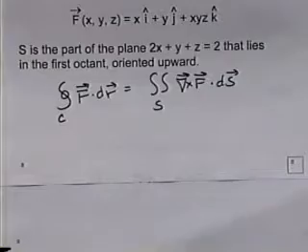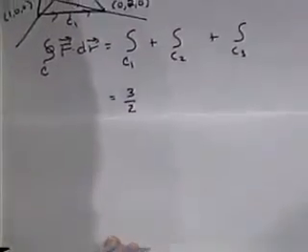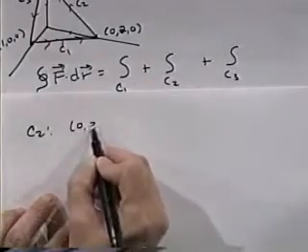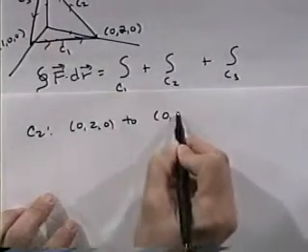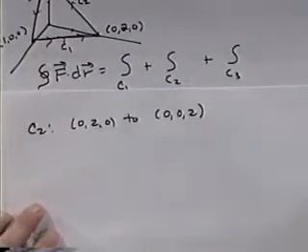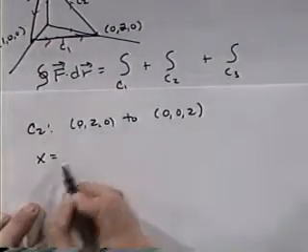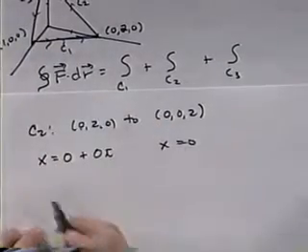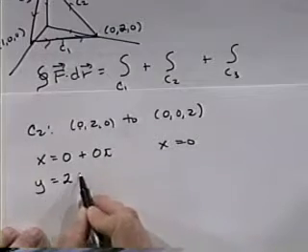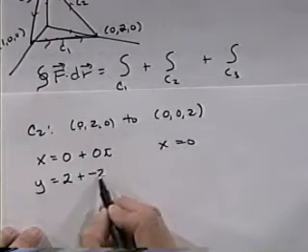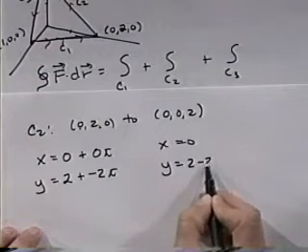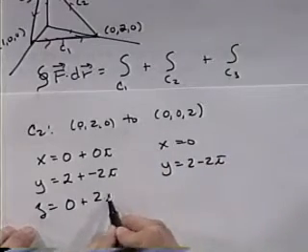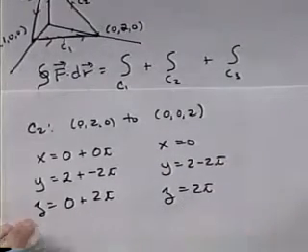C2, here's my picture. C2 is going from 0, 2, 0 to 0, 0, 2. So my x is my initial point 0 plus the difference 0 minus 0 is 0t. So x is just 0. My y is going to be 2 plus 0 minus 2 is negative 2t, so y is 2 minus 2t. And z is 0 plus 2 minus 0 is 2 times t. Z is 2t.